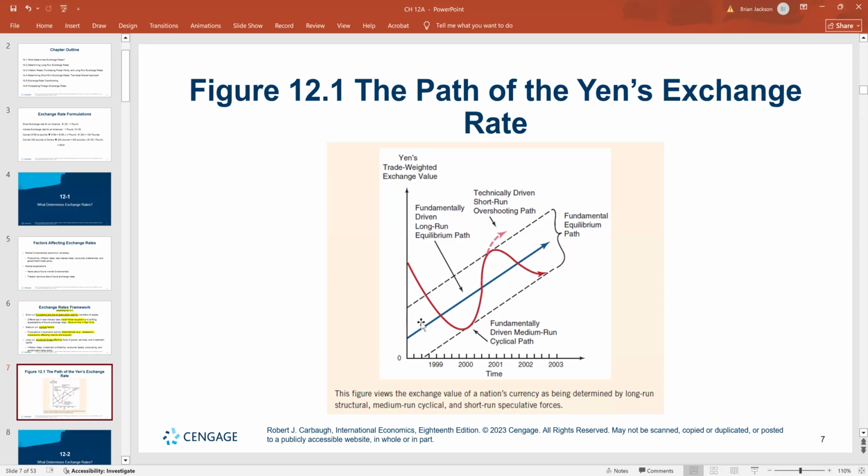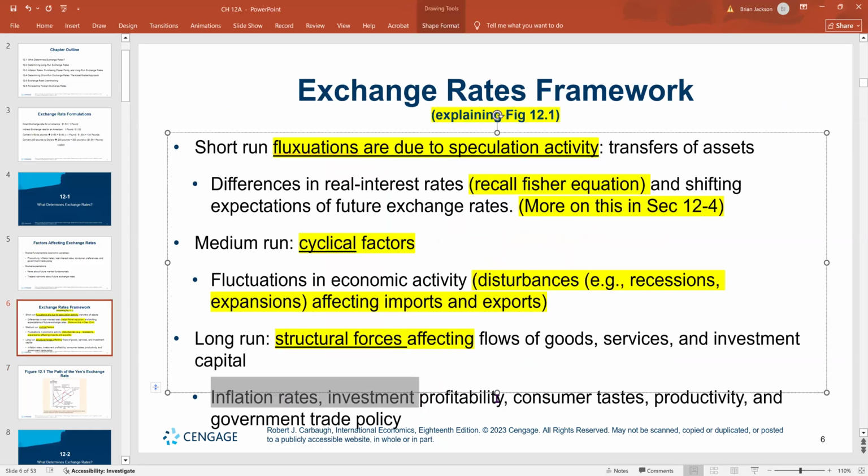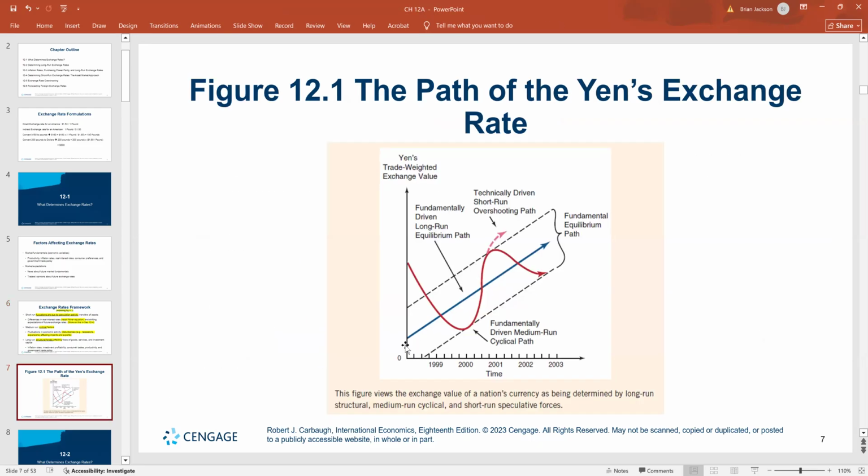So at any rate, there are long run forces that push it along a straight line like this. And those forces are these economic fundamentals that we'll be talking about, like inflation rates, investment profitability, consumer taste, productivity, and government trade policies. Those tend to push the value of the yen with respect to the dollar along more or less a straight line over time.